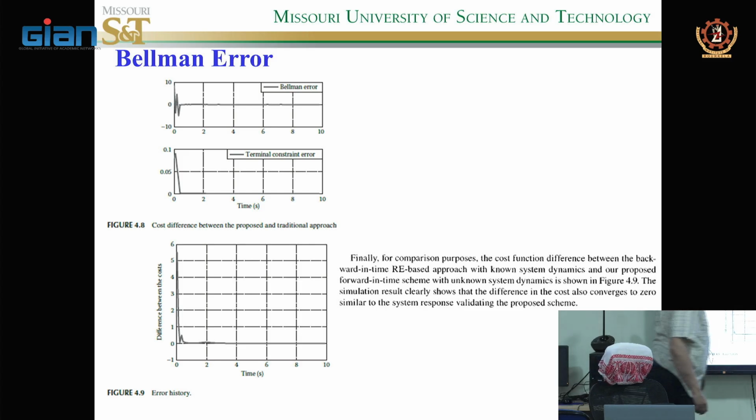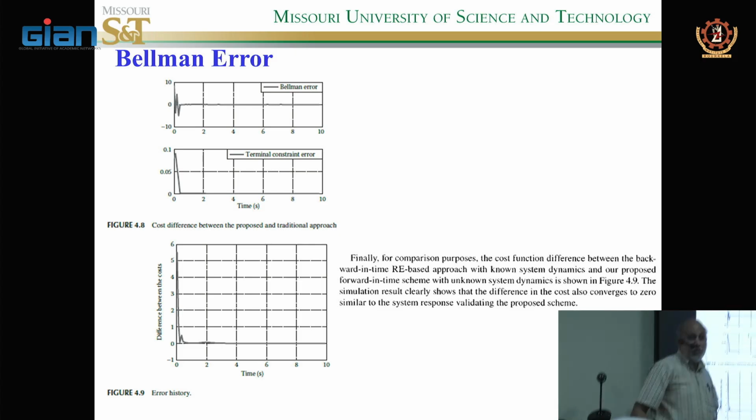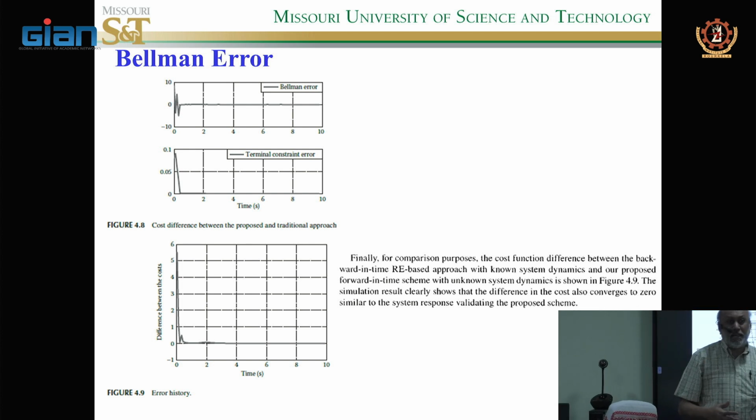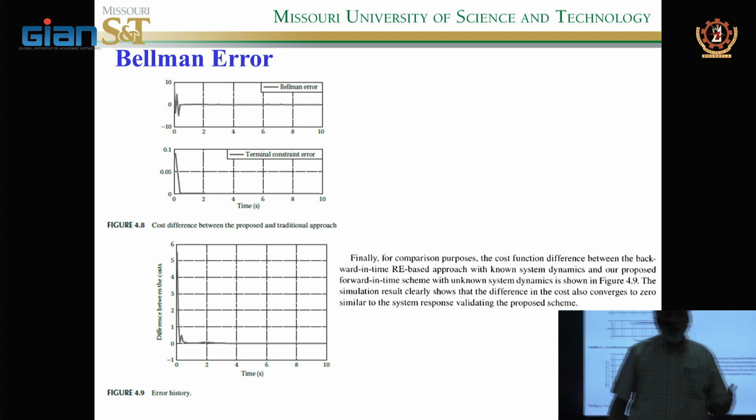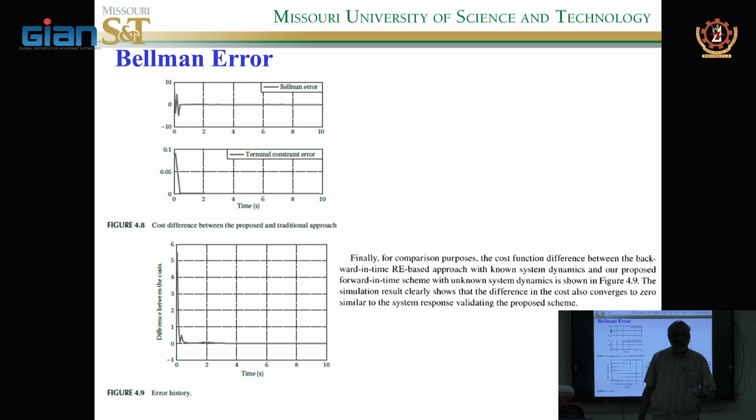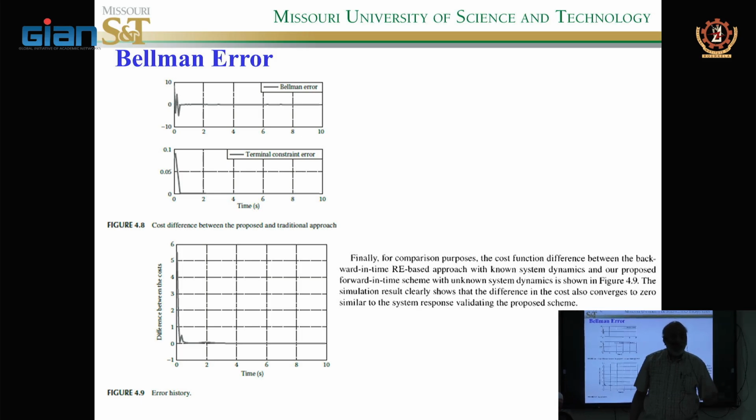Initially there's a large value based on the initial value. But then it converges over time, and within about a second, the errors go to 0. So that difference goes to 0. That means that the system, Q-learning, learns the dynamics and generates the optimal policy pretty fast.